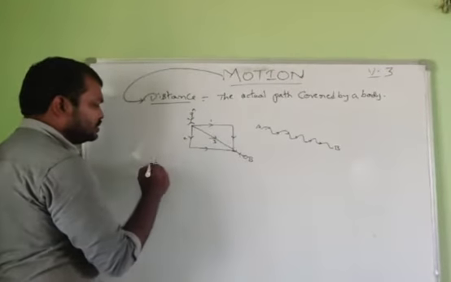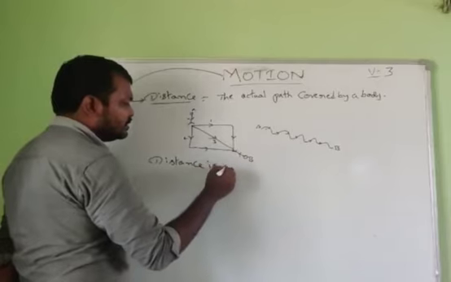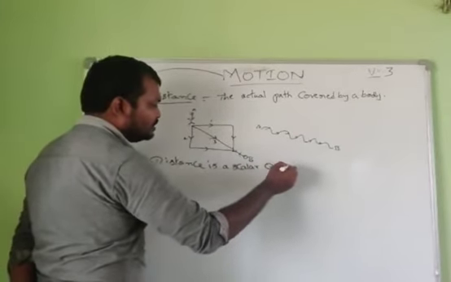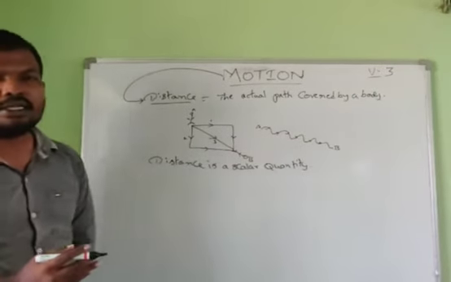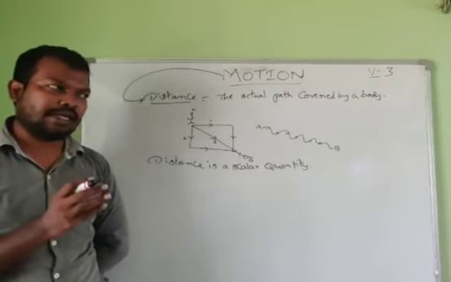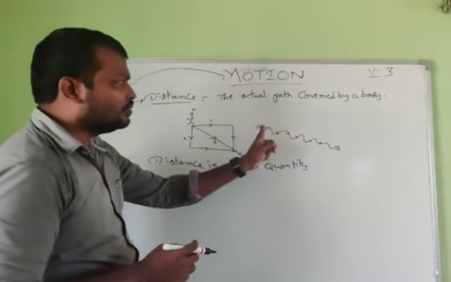What does distance mean? Distance is a scalar quantity. So what does this mean? Distance does not have a particular direction. It has only magnitude. Magnitude means the length. For example, there is a length from A to B.